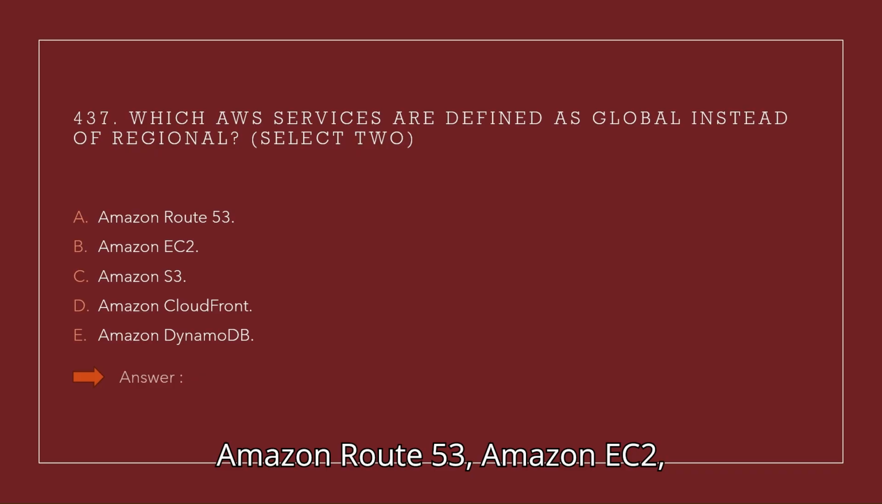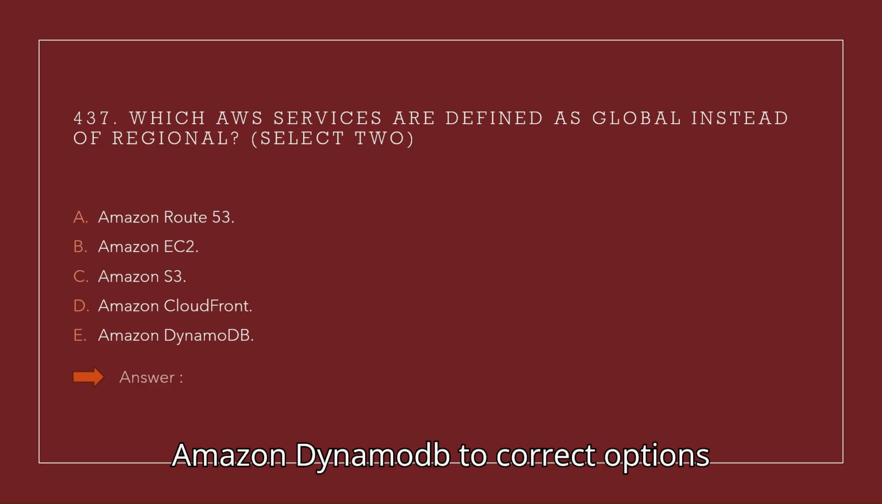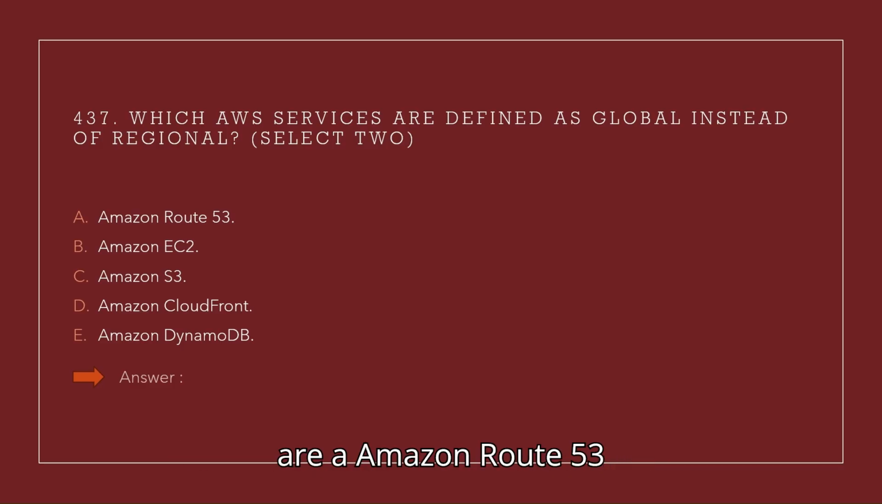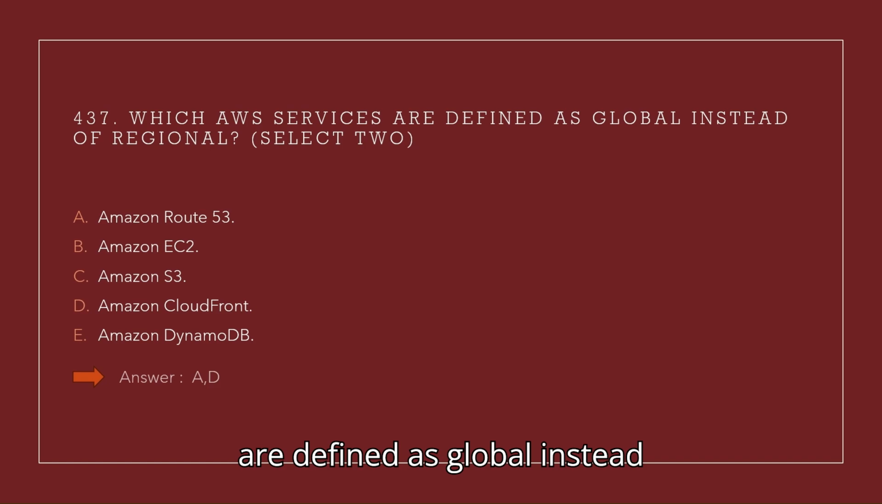Amazon Route 53, Amazon EC2, Amazon S3, Amazon CloudFront, or Amazon DynamoDB. Two correct options are A, Amazon Route 53, and D, Amazon CloudFront. Both services are defined as global instead of regional.